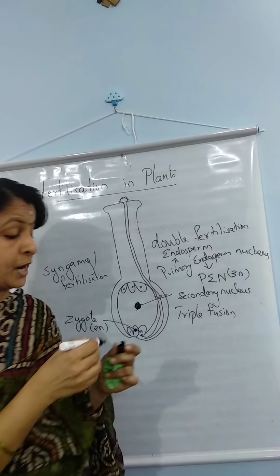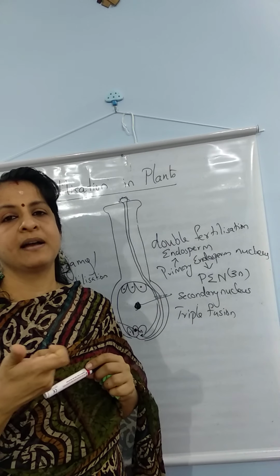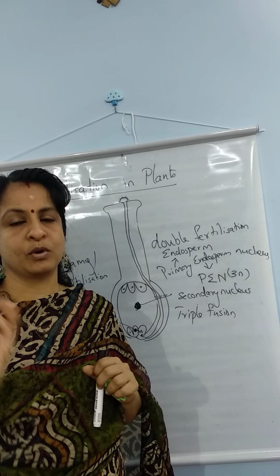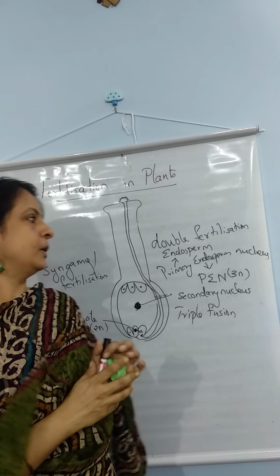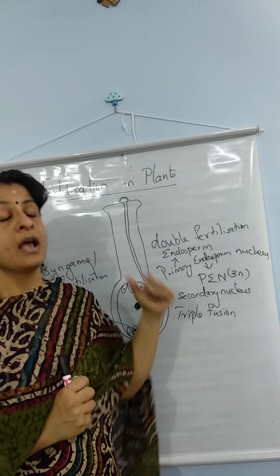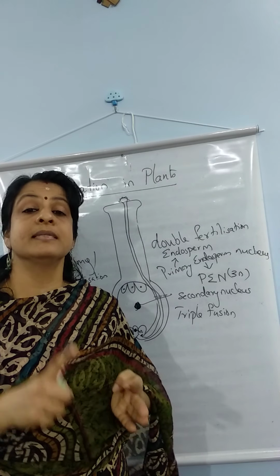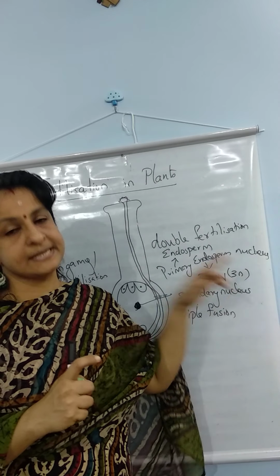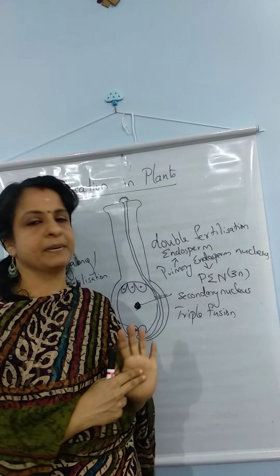A clear example where you can see the endosperm is the coconut. The white part in the coconut is the endosperm. In the eye of the coconut there is a small bud-like structure, and that is its embryo. All the remaining white part is the endosperm. Okay, so this is double fertilization and triple fusion in plants. So what is triple fusion? The fusion of the second male gamete with the two polar nuclei to form the primary endosperm nucleus is called triple fusion. Is that very clear to you? This topic is very important.